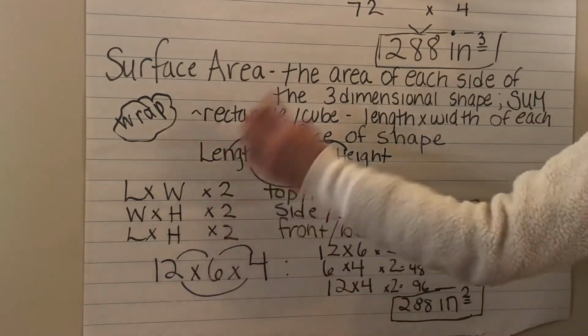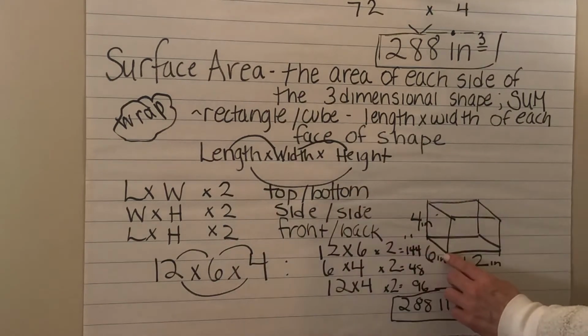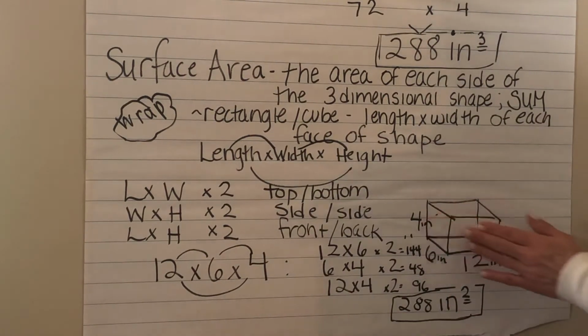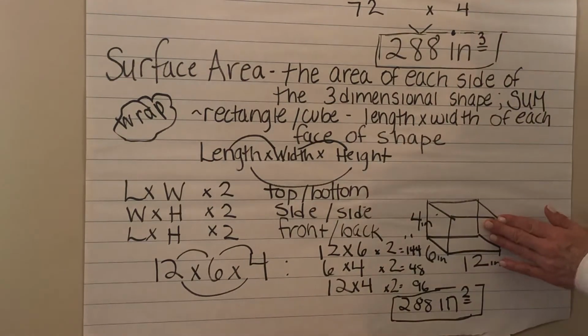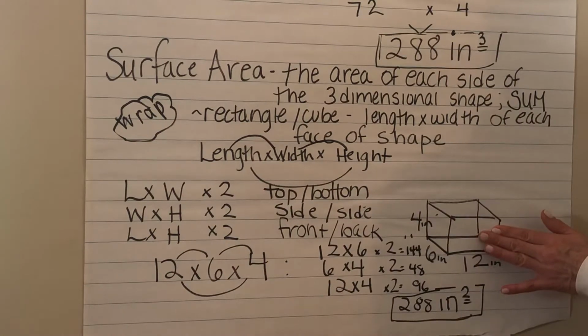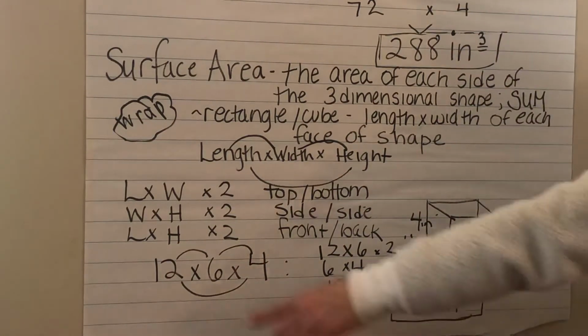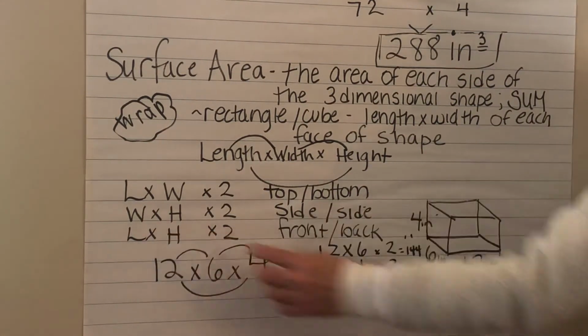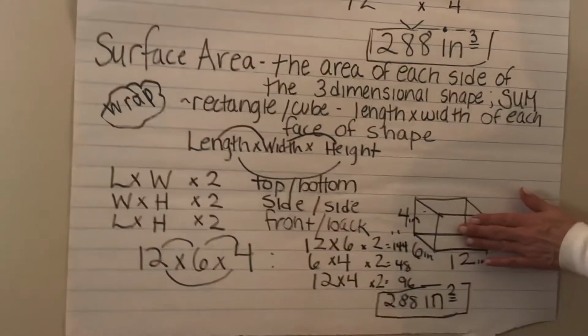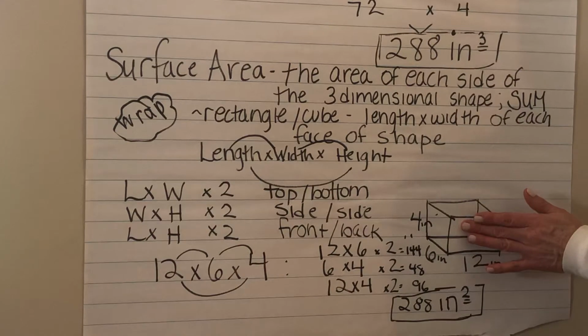Then if you take your width, and then we have our height, that's one side, and then the other side, so we have width times height times 2, and that's this side plus this side, okay? Then we have our next, which is length times height, so we have length times height, which is your front as well as your back.